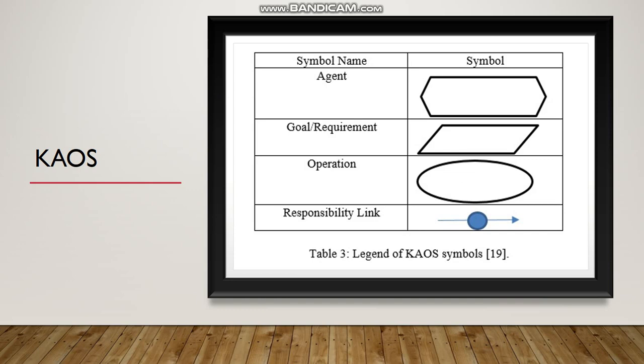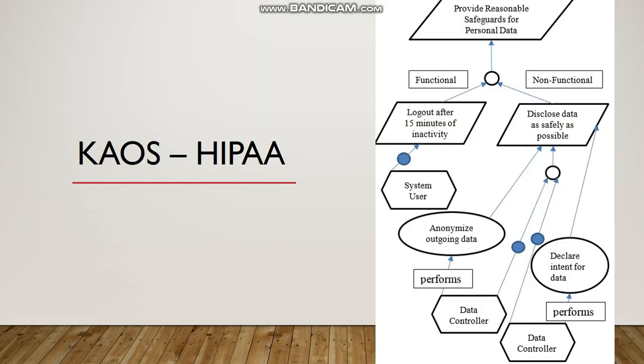Goals in a chaos model are further refined and divided into subgoals in order to describe how higher level goals are to be met. In the HIPAA example, the goal of providing reasonable safeguards is divided into functional and non-functional subgoals. The subgoals can be further broken down into operations performed by agents. In this example, the goal to disclose data as safely as possible is broken down into two operations: anonymization of outgoing data and declaration of intent for data.